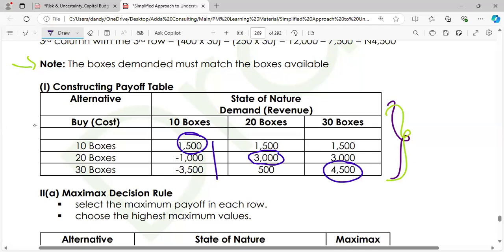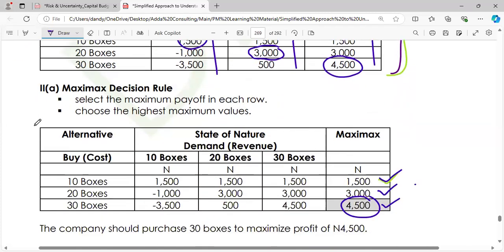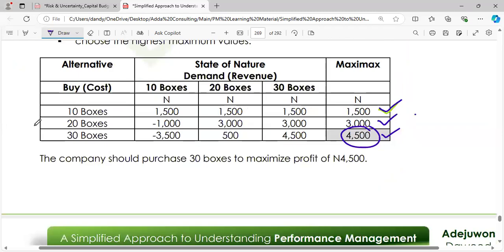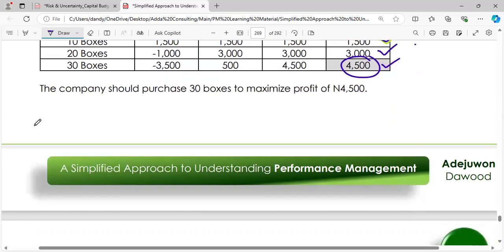In the second one, 3,000 is the highest. Therefore, 3,000 minus 1,500, 1,500. 3,000 minus 3,000, 0. 3,000 minus 500, 2,500. We go to the third column. Highest value is 4,500. 4,500 minus 1,500, that will be 3,000. 4,500 minus 3,000, 1,500. 4,500 minus 4,500, that will give us a 0. So you now construct a new payoff table, which is the Savage regret table.